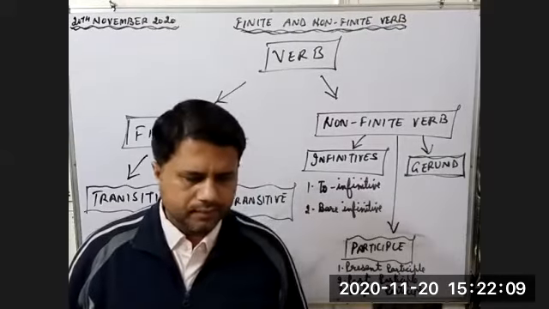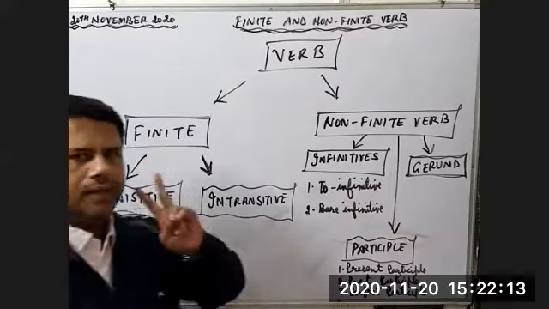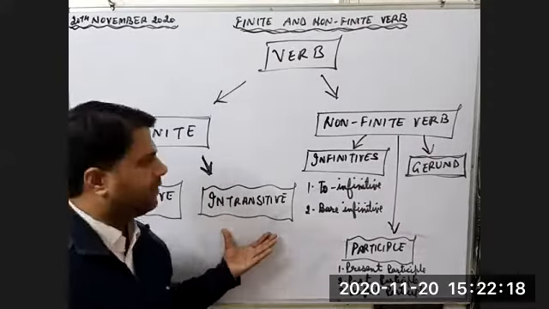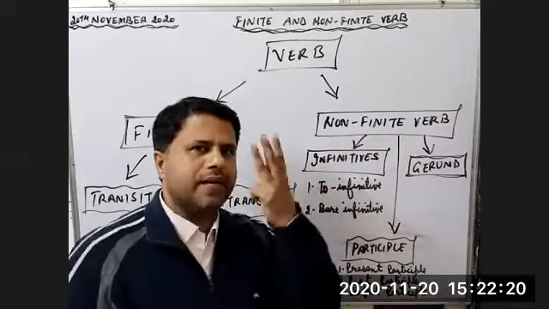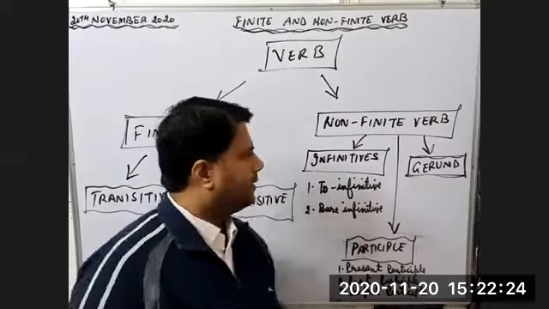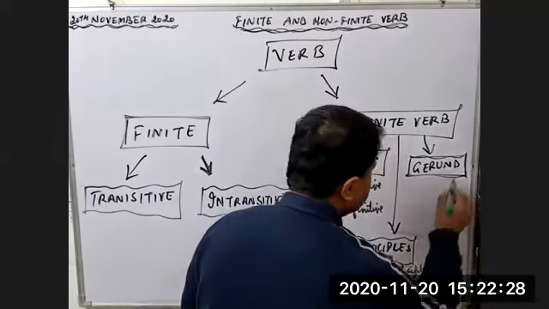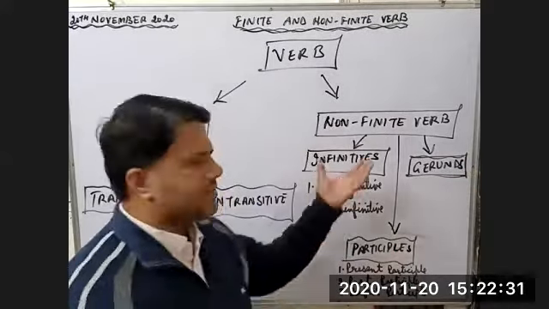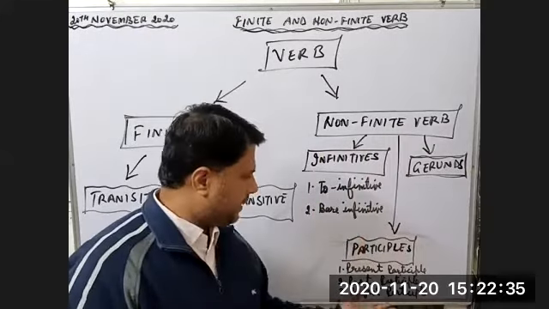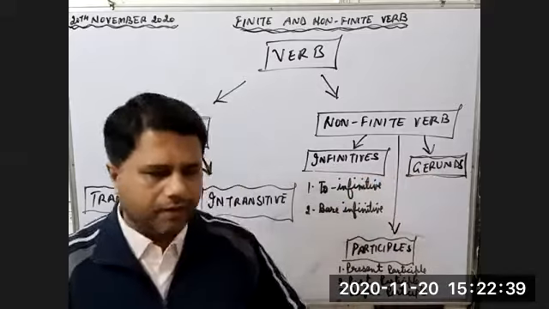Yes, sir. Okay. So children, finite verbs are of two types, transitive verb and intransitive verb. Then non-finite verbs are of three types: infinitives, participle and gerund. Infinitives are further of two types, to-infinitive and bare infinitive. Participle is present participle, past participle, perfect participle, and gerund has one form only.